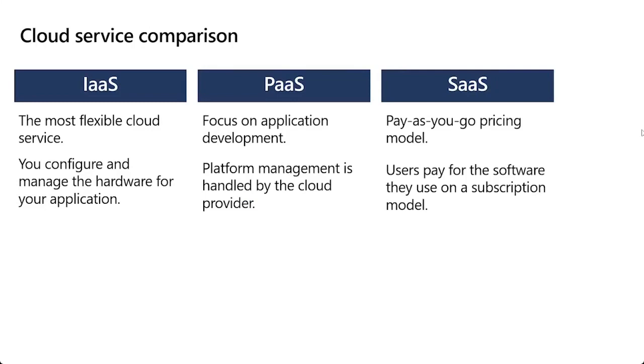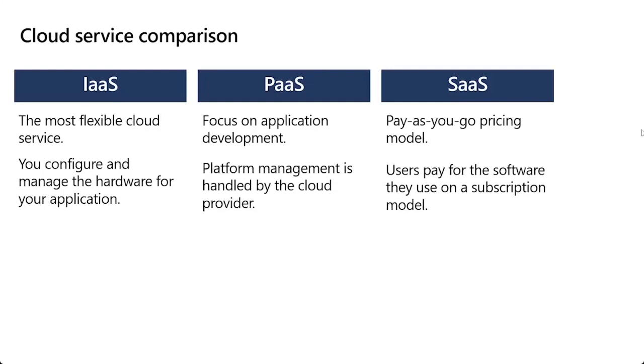Summarizing the 3 cloud service models, we have the IaaS, PaaS, and SaaS models. In IaaS, I want you to think of the word flexibility. Microsoft, the cloud provider, configures and manages the hardware running underneath your application. You, the customer, select the operating system and the hardware. A good example of an IaaS resource is virtual machines.